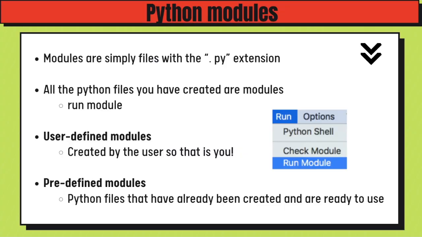In this section, we will cover Python modules. So modules are simply files with the .py extension, and all the Python files you have created have the .py extension. So they are, by definition, Python modules, and that's why when you run your code, you click on Run Module. There are two types of modules, user-defined and predefined.